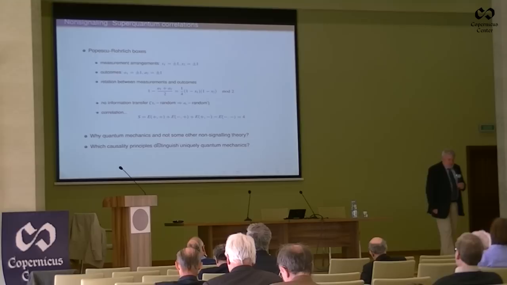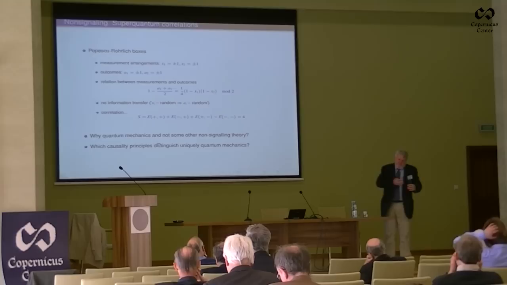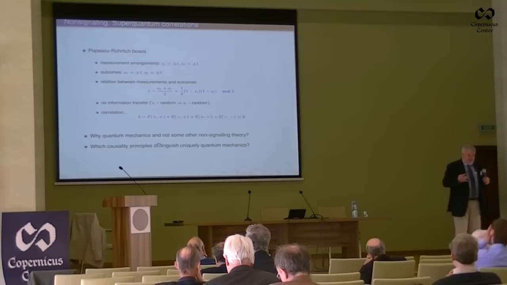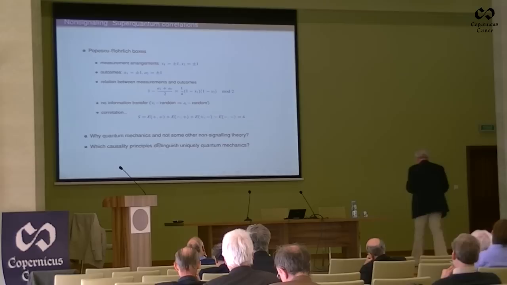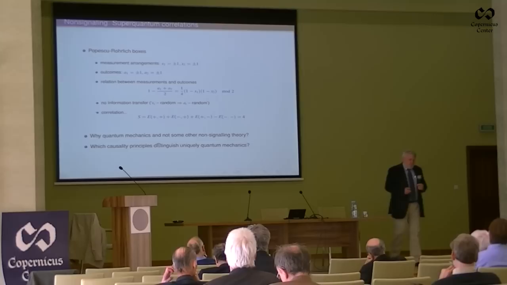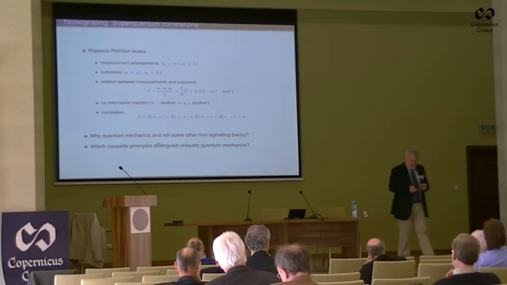So the question arises, why quantum mechanics and not some other such theories for which this causality principle holds, that if this is random, this is random? They are non-signaling theories. It means that there is no actual real information transmitted between subsystems. So why do we live in a world which is governed by quantum mechanics, not by some other non-signaling theory, and which causality principle distinguishes uniquely quantum mechanics? These are the questions which you can pose knowing what I told you.